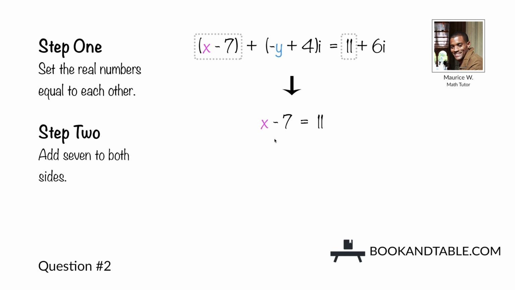Step 1, set the real numbers equal to each other. So that would be x minus 7 on the left side is equal to 11 on the right side. And now to solve for x, we'll want to add 7 to both sides of the equation, giving us 11 plus 7, which is 18. So we get x is equal to 18.